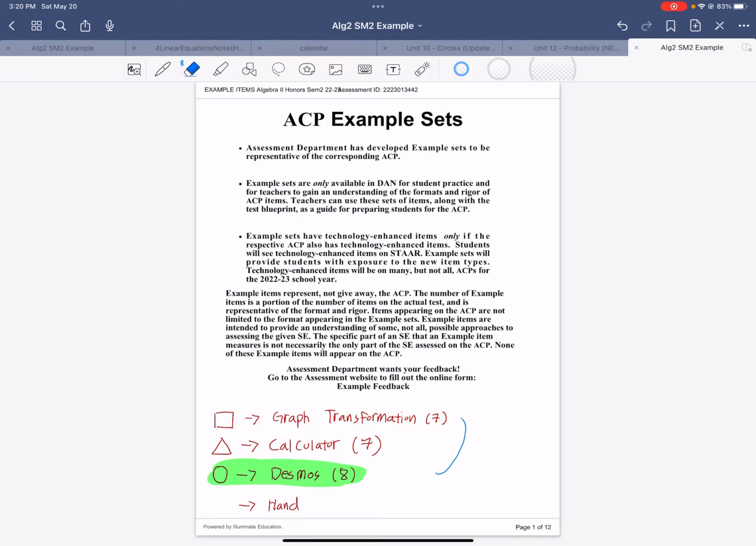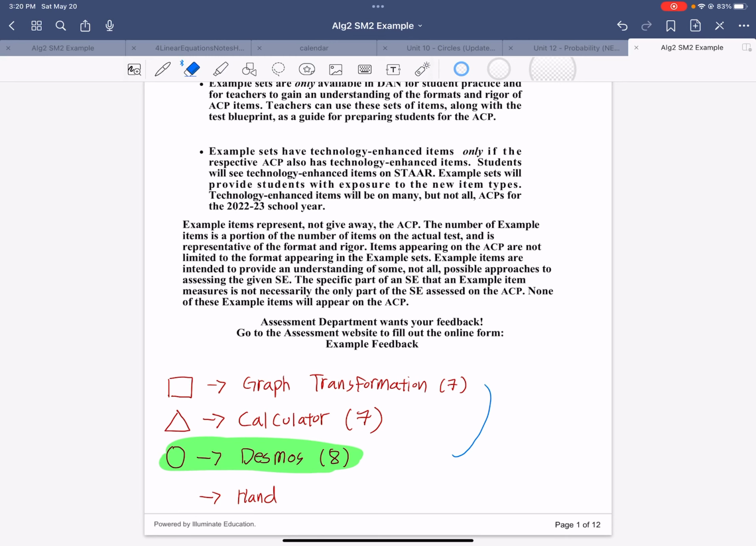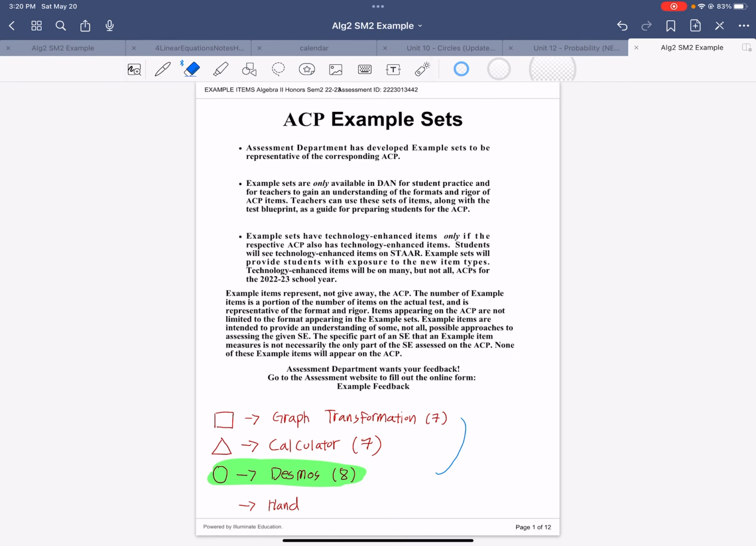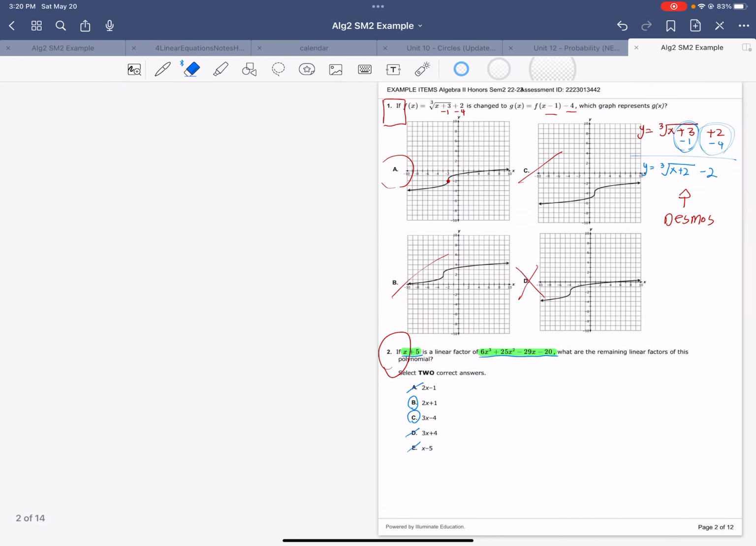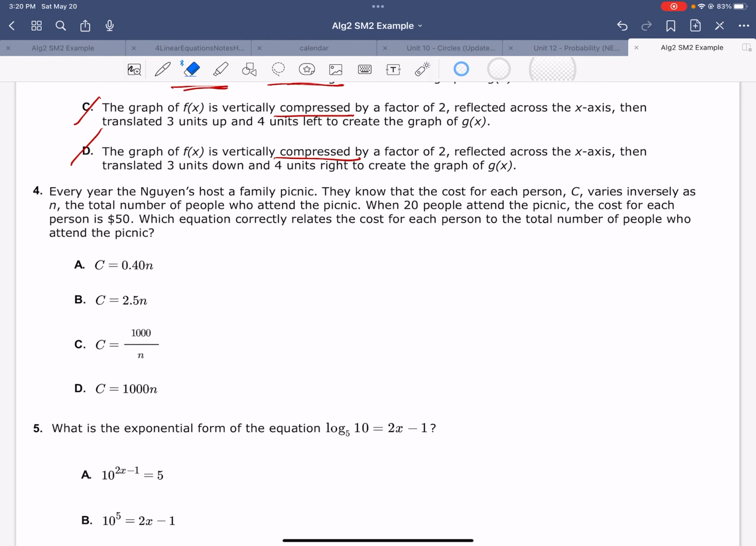Hi guys, this time I will go over questions that you have to do by hand. Now this one is very easy, so I will go over this, but two questions may be a little bit challenging, so focus on the inverse function and something I'll tell you, okay? So question number 4. Every year, you know this one already.